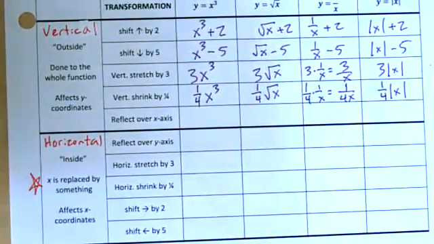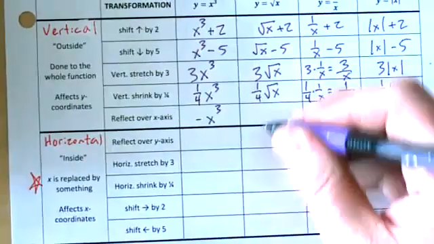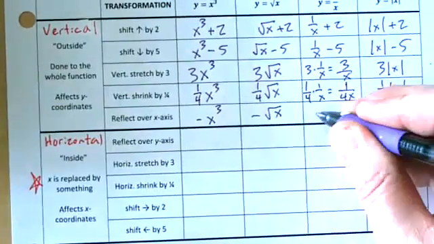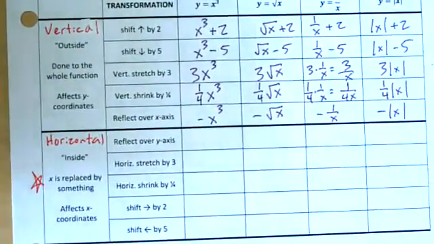And a vertical reflection, which would end up reflecting it over the x-axis, right? If we're moving a point vertically, we would be flipping it over the x-axis. We accomplish that just by multiplying the entire function by -1. So x cubed times -1 would just be negative x cubed. We feeling okay so far?